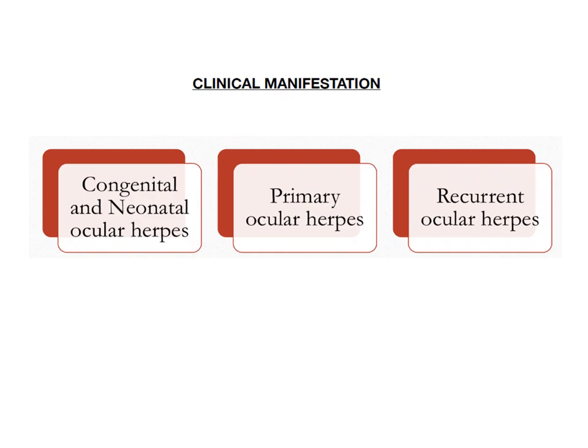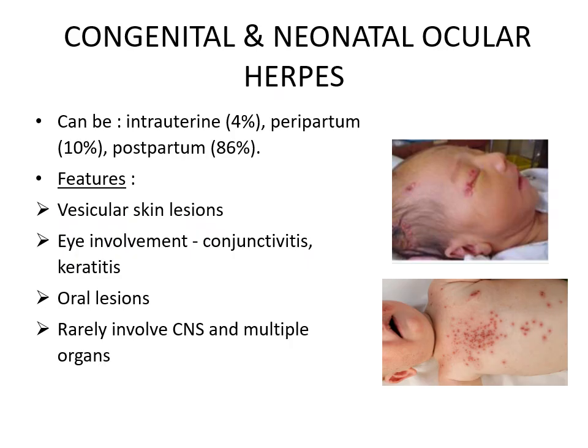Clinical manifestations of herpes simplex ocular infection. It can be congenital or neonatal ocular herpes, primary ocular herpes, and recurrent ocular herpes. This is the ocular herpes caused by herpes simplex in general. So, congenital and neonatal ocular herpes, just a brief overview. It can be intrauterine, peripartum, or postpartum. Mostly it is postpartum, and this is what it looks like.